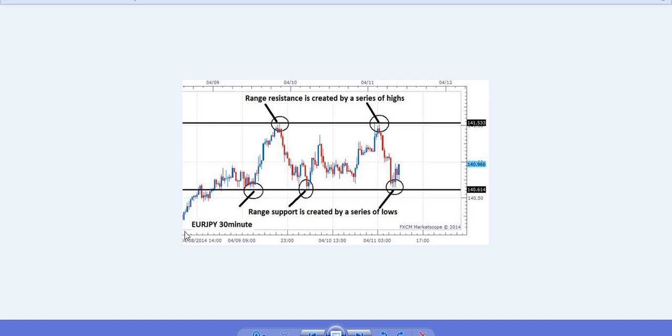You just need two different trading conditions. Trend line breakout and a range. Price needs to be in a range. This is very simple, okay? If you don't understand that, make sure that you slow this video down and watch it again.